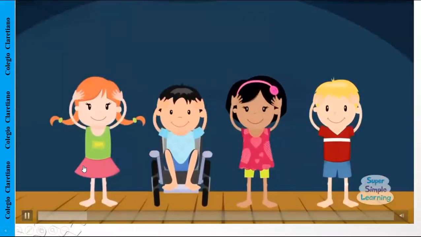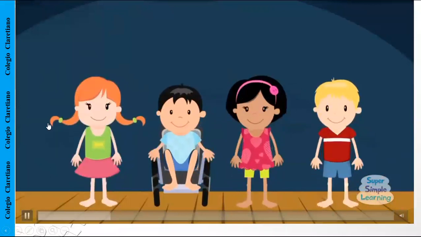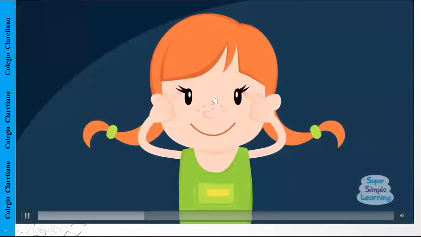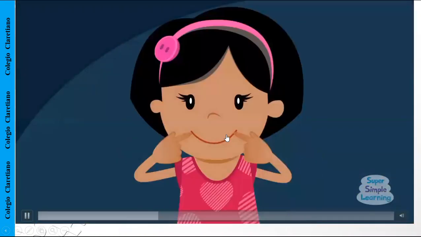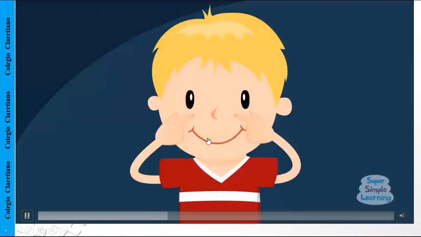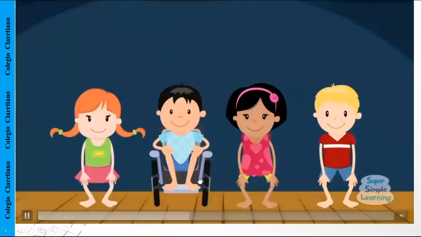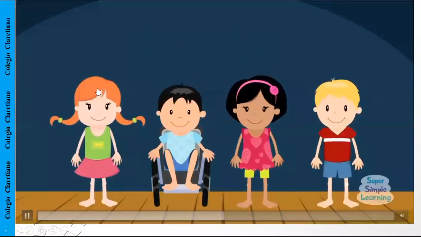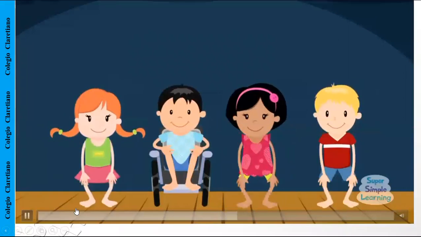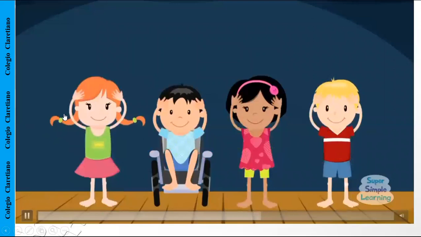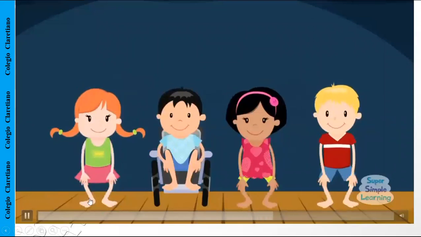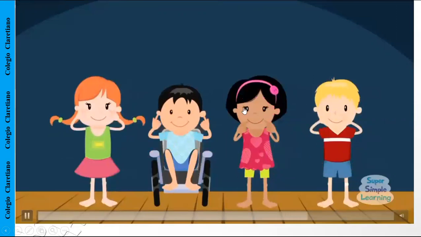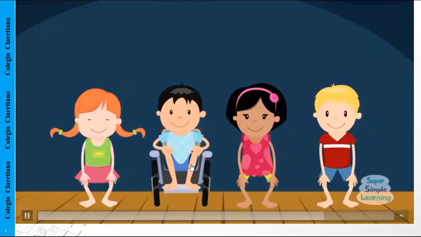Head, shoulders, knees and toes, knees and toes. Head, shoulders, knees and toes, and eyes and ears and mouth and nose. Head, shoulders, knees and toes, knees and toes.